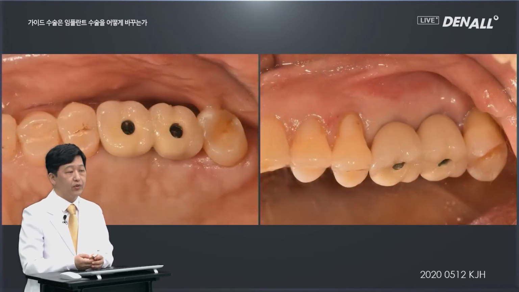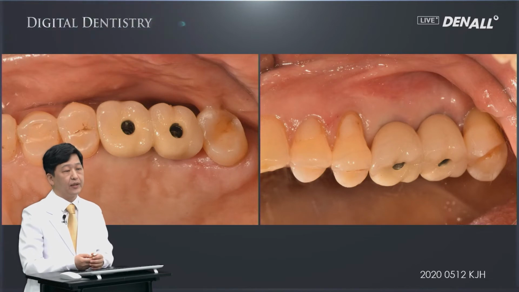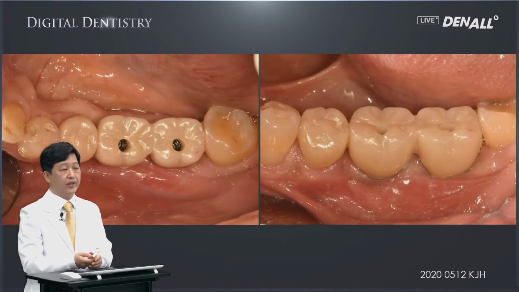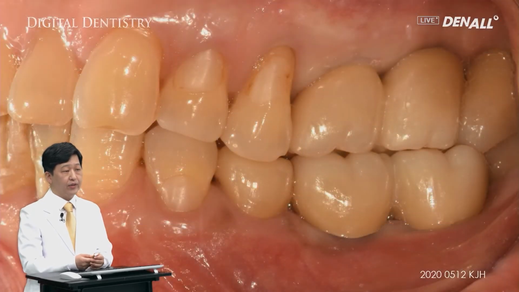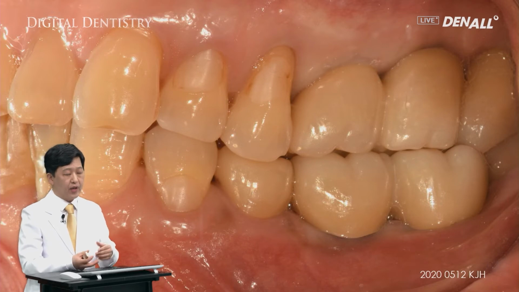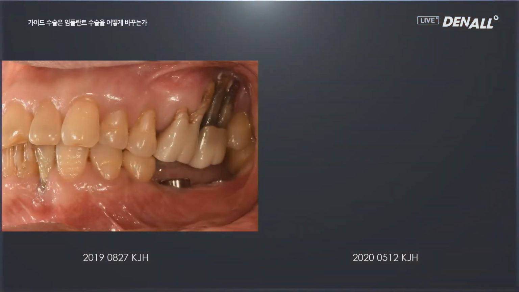And this is how the final crown has been adapted. Appropriate form and size. It has a good anatomical form. This is the relation with the antagonist. Normal overjet and overbite was restored.